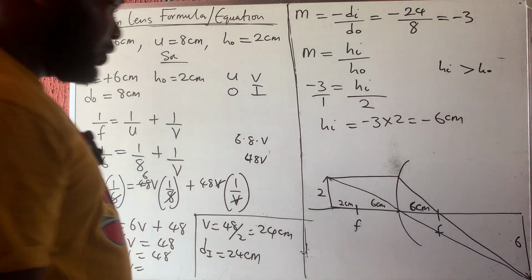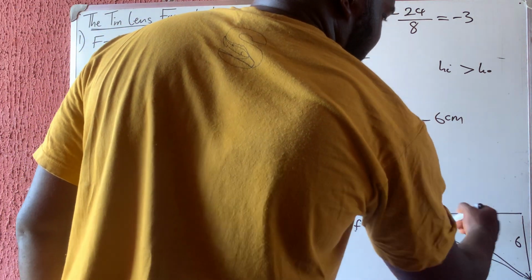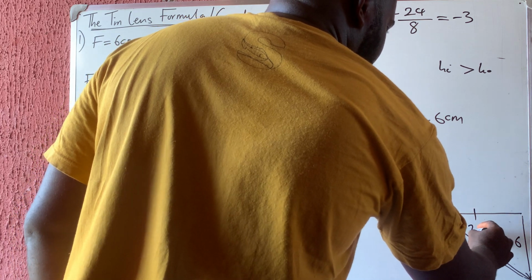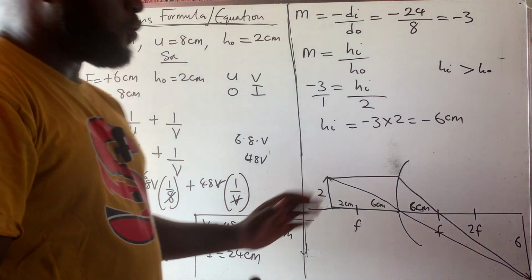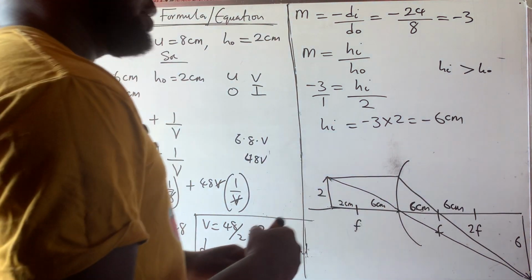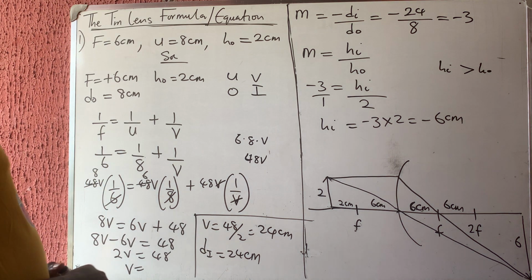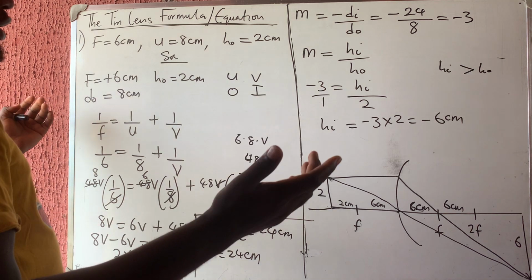So now you know that if here is 6, we have another one that will give us 2f. You have to measure this thing. Try to measure it. That is the radius. The image is formed behind the radius, because here is another 6 cm. So that is that. Any other thing?